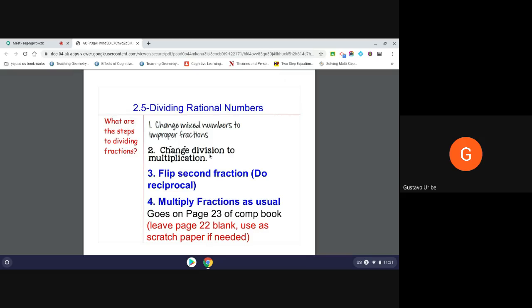Next, we're going to change your division to multiplication. Then we're going to flip the second fraction. So essentially what we are doing is we are multiplying by the reciprocal. And our last step is you're going to multiply the fractions as we normally would by either multiplying straight across and then simplifying, or cross canceling first and then multiplying straight across.